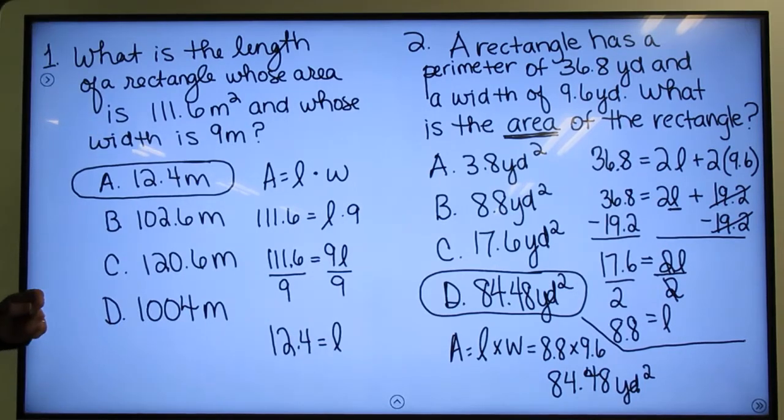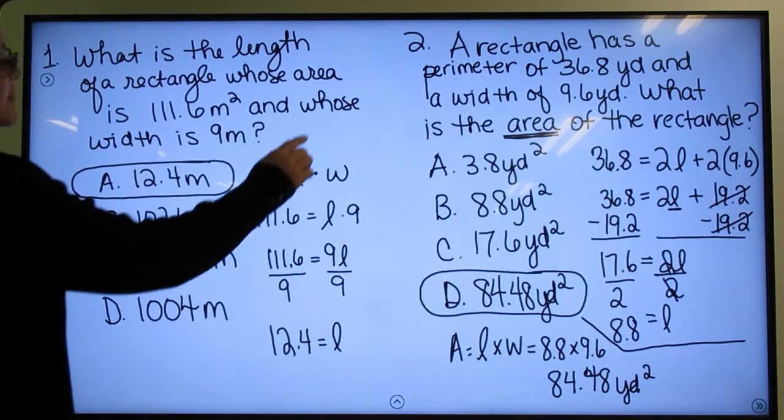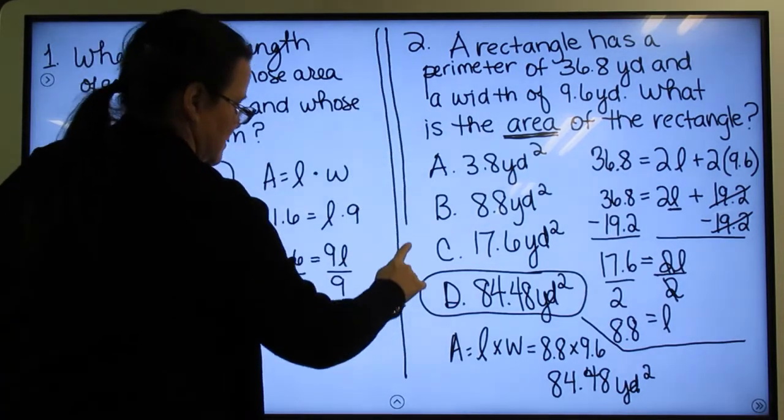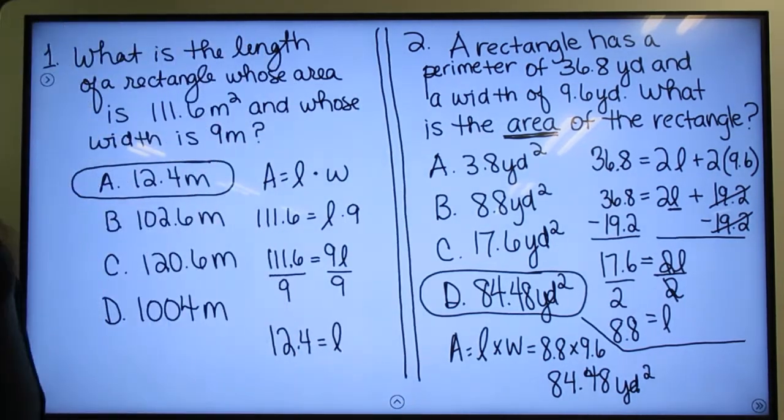Give some others, right? There are 2 problems on here, so I'll put 2 lines down there. What is the length of a rectangle whose area is 111.6 meters squared, whose width is 9 meters? Now they give you the width instead of the length.